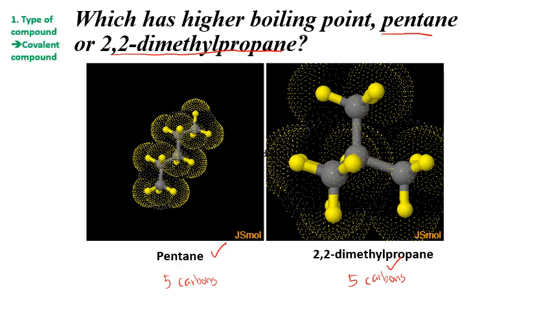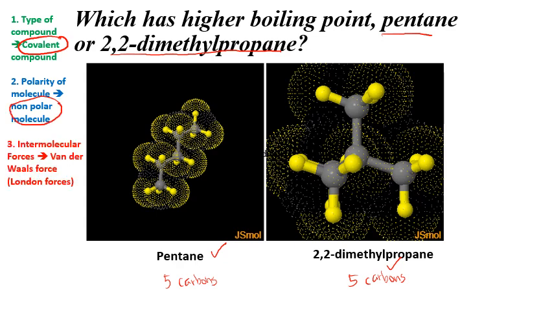Step number 1, we are going to identify the type of compound, in this case a covalent compound. Next, the bond between carbon and hydrogen is considered a non-polar bond, so the molecule is a non-polar molecule. For a non-polar molecule, the intermolecular force between the molecules will be London forces. The strength of London forces is affected by the size. But we already identified both of them have 5 carbons, so in this case, it is not affected by the size.